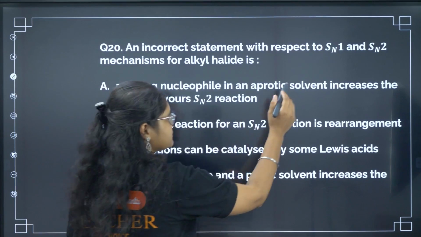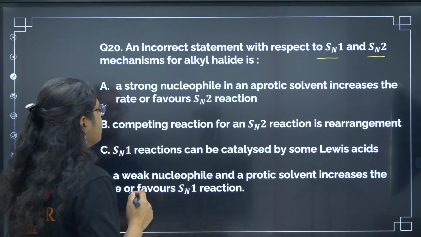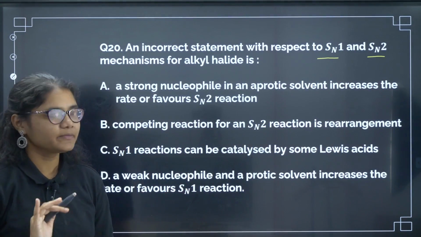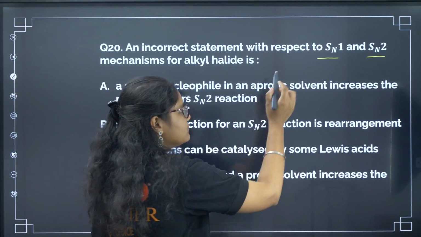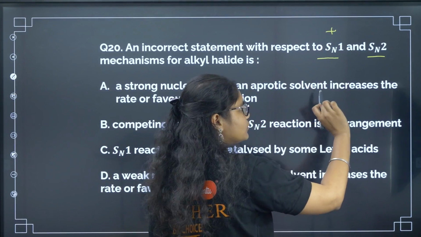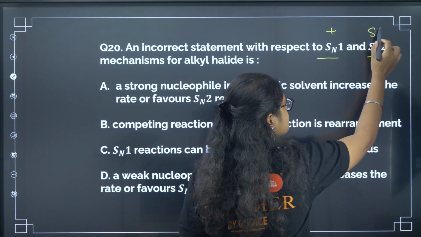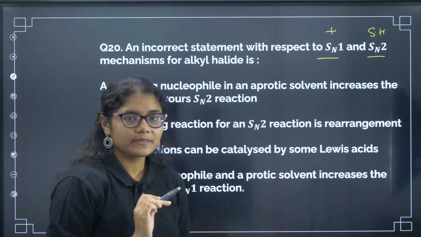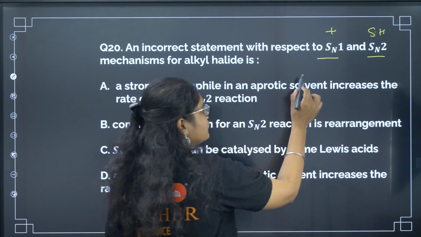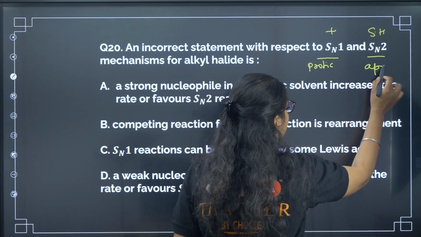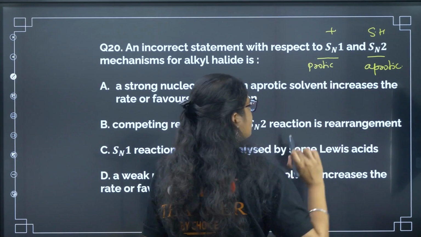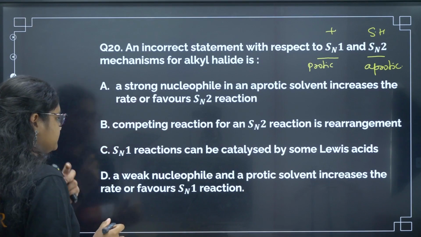Incorrect statement with respect to SN1 and SN2 mechanism for alkyl halide is. So first of all, some basic things that we know. For SN1, the stability of carbocation is more important, whereas in SN2, steric hindrance is more important. Okay. Next, in SN1, you need protic solvent, and in SN2, you need aprotic solvent. Okay. Now, let us see the statements.